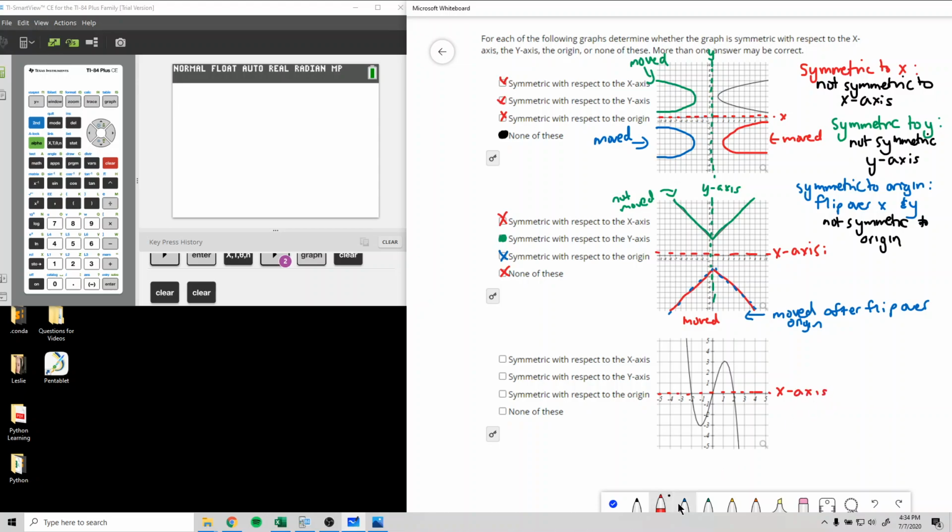Is this symmetric to the x-axis? Well, if we flip it over the x-axis, this part down here is going to be below. It's going to go up, up, up. This middle part here is going to go up and then come back down. Then this part here is going to be below and come back up. And then this part over here, when it's flipped, is going to go back up. So it's definitely moved, which means it's not symmetric to the x-axis. Now, is it symmetric to the y-axis?